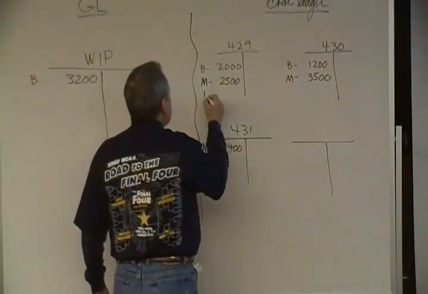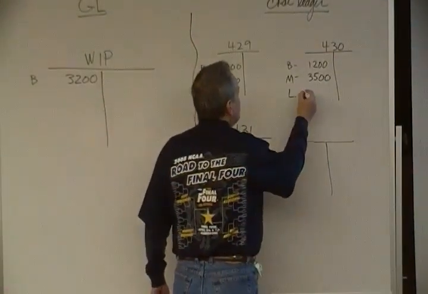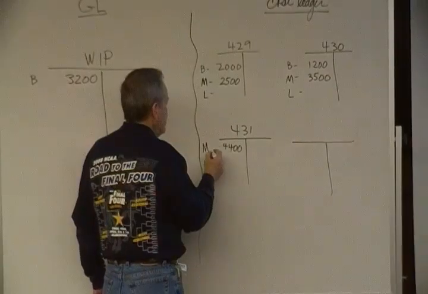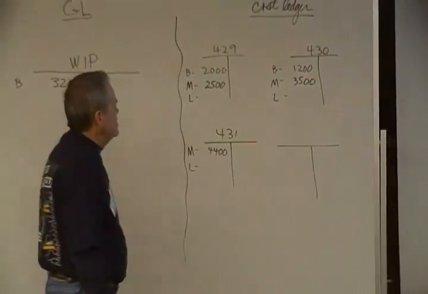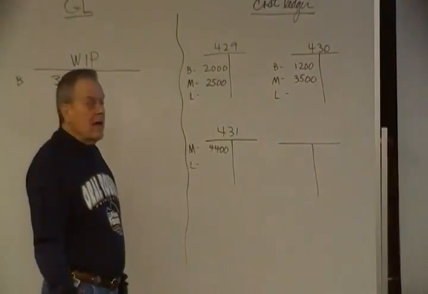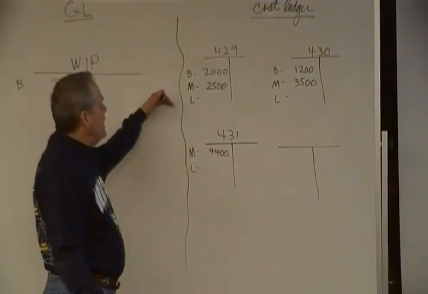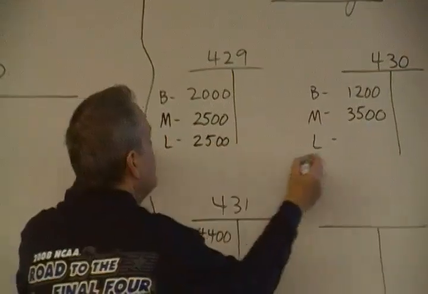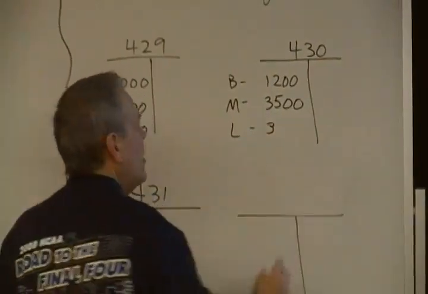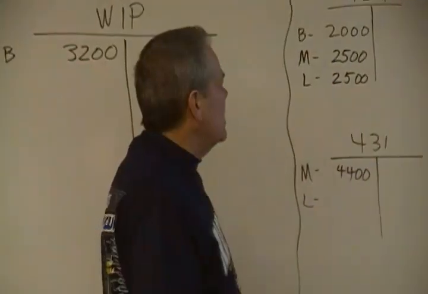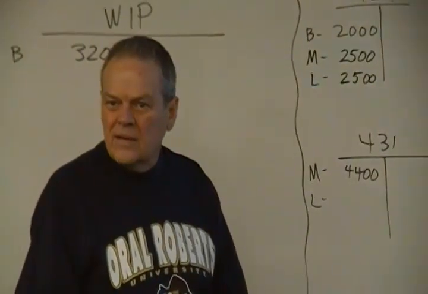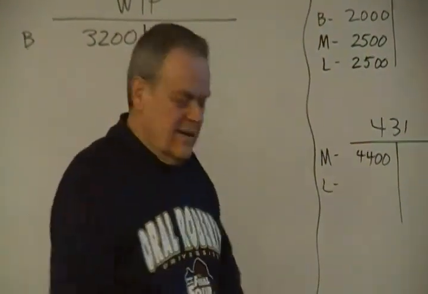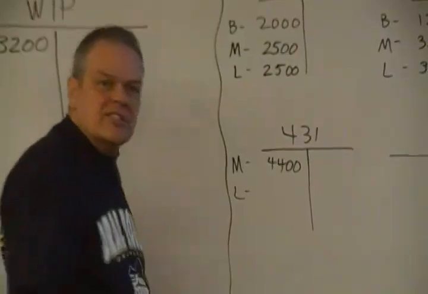Sam, will you help me post? Yes. I would like to have these labor figures in the 3 job order accounts that we're keeping up with. How much labor went into job 29? 2,500. How much labor went into job 30? 3,500. These look just like the materials amounts. Oh, they are. Because I'm on the wrong job.